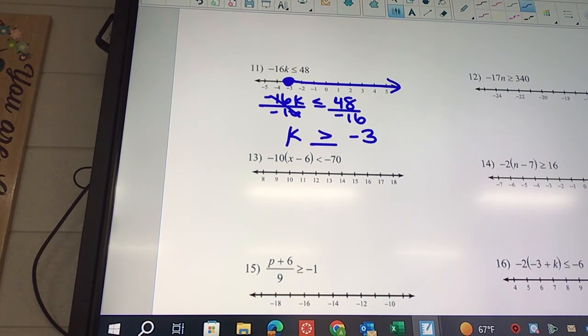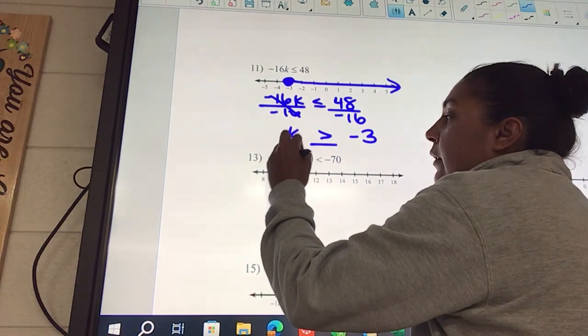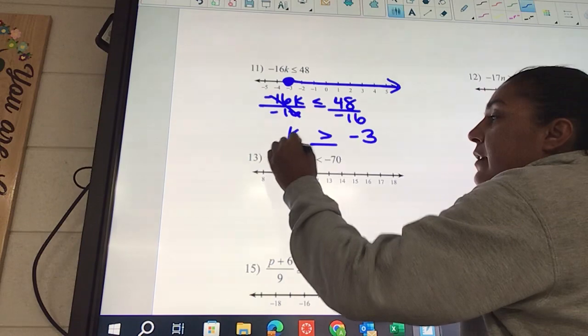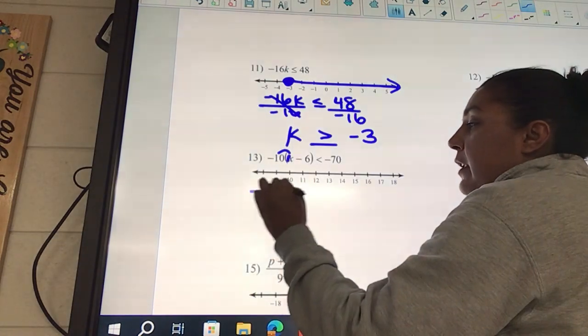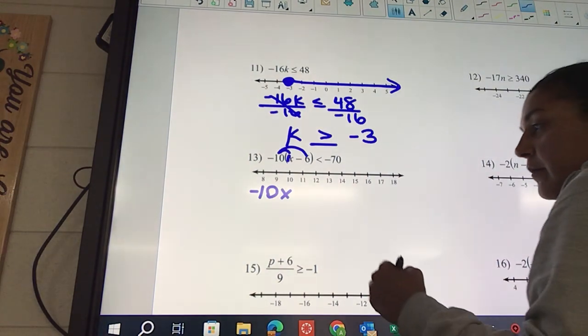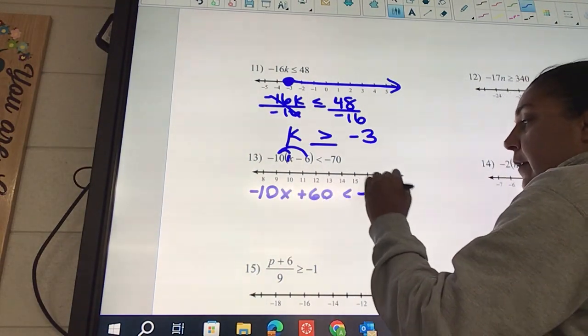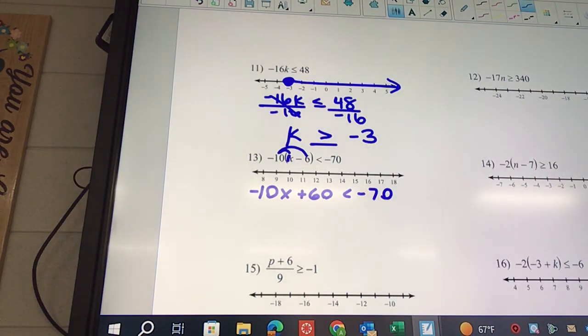Okay, 13. What are we going to do first? The parentheses. Okay, but how? Distribute. We're going to distribute, but what does that mean? Multiply negative 10 by x. Okay, so we're going to put a 1 right here, though. So negative 10 times 1 is going to be negative 10x. Negative 10 times negative 6, positive 60. Okay, so that's what we got so far.